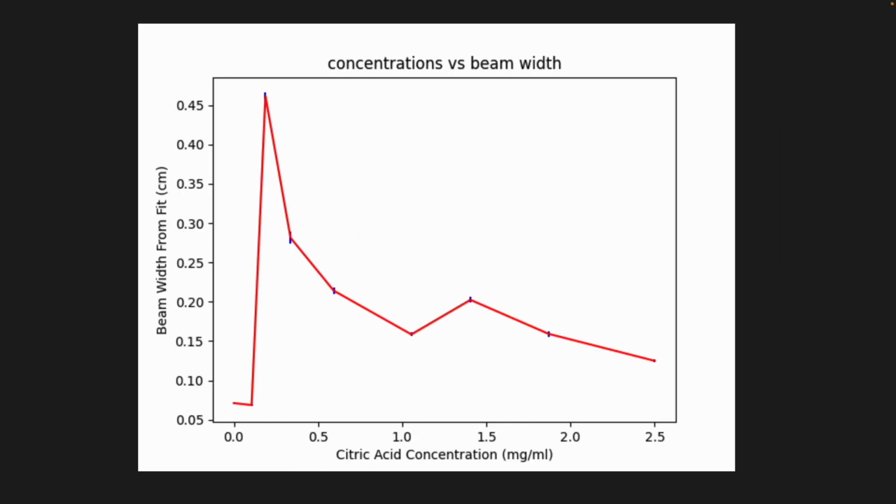Plotting the concentrations versus beam widths shows the citric acid solution must reach a threshold concentration before the milk starts curdling. As the citric acid solution became stronger, we could visually see the curds becoming larger and the beam width size decreasing. There is a clear correlation between the beam width and curd size.